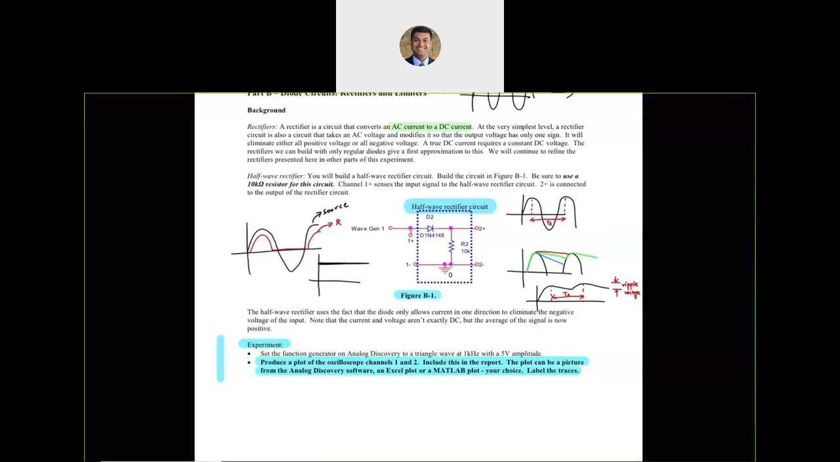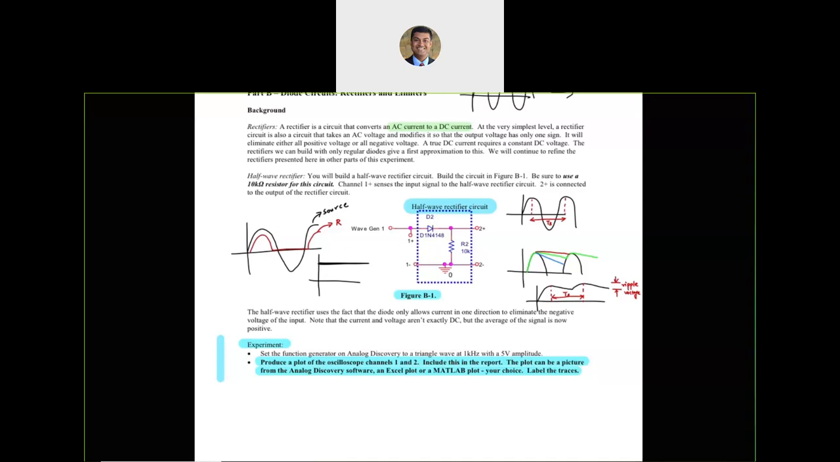Today's class is going to be jumping back and forth between experiments, waveforms, Analog Discovery, and then we will switch back as and when necessary to the concept discussion. So let's start with the experiment right away. We are going to set up this half wave rectifier as shown in figure B-1. Over here it says at the wave gen have a triangular wave input with a 1 kilohertz frequency and 5 volts amplitude, and later on we actually need to gather results for a sine wave input. We will start with triangle and then we will go to the sine wave.